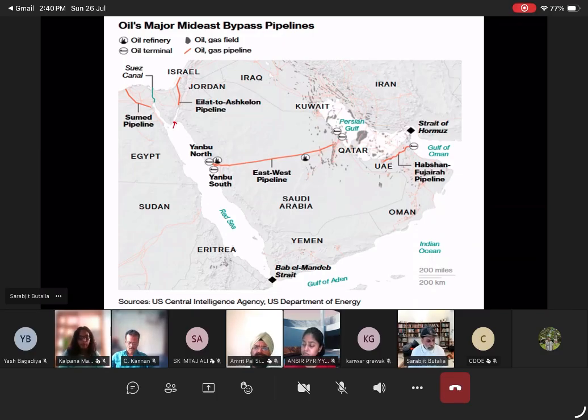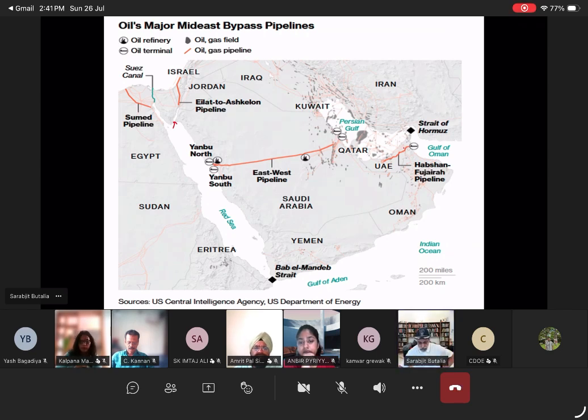One other report I was reading is that countries like UAE, instead of Dubai, may start developing other ports outside the Gulf. But remember, developing a port can take 10, 12 years. It's not a one-day job. So for that transition period, the challenge will continue.